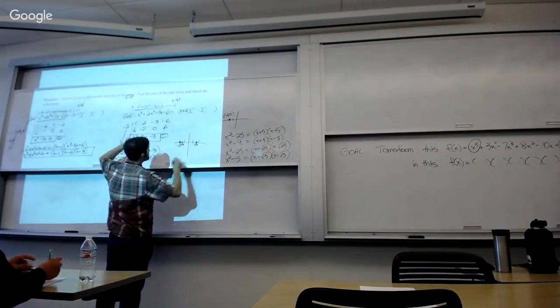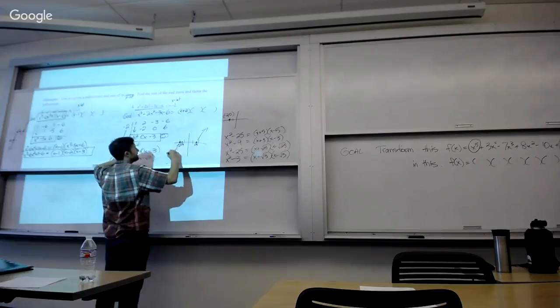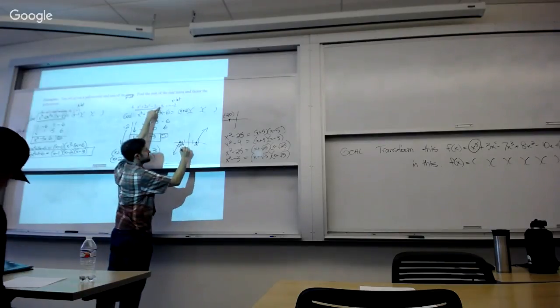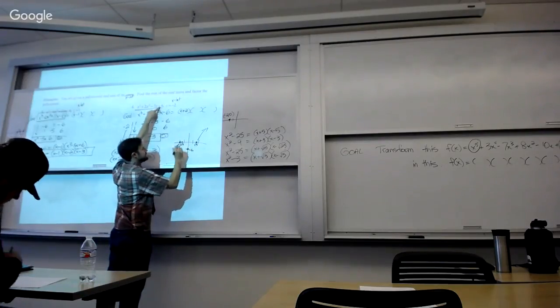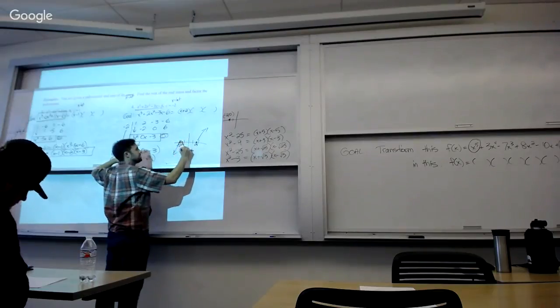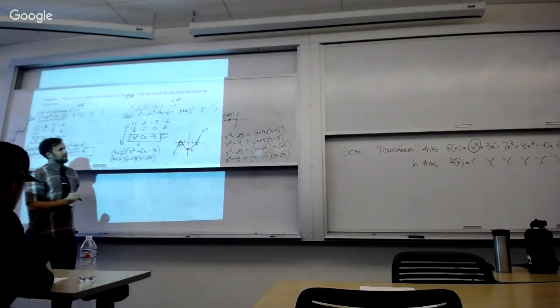And again, this is a cubic, so the end behavior goes this way and this way. We know the y-intercept is -6. And so our graph would go bloop, bloop, bloop. And that would be our graph.